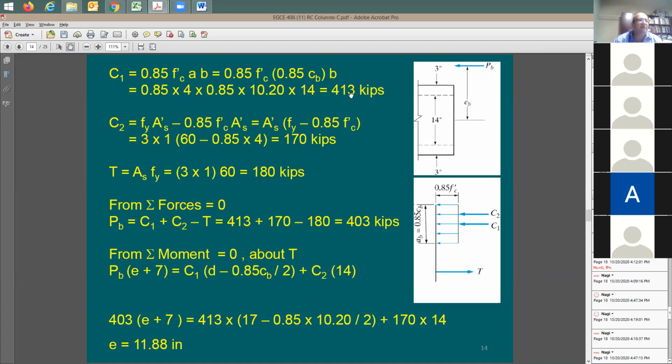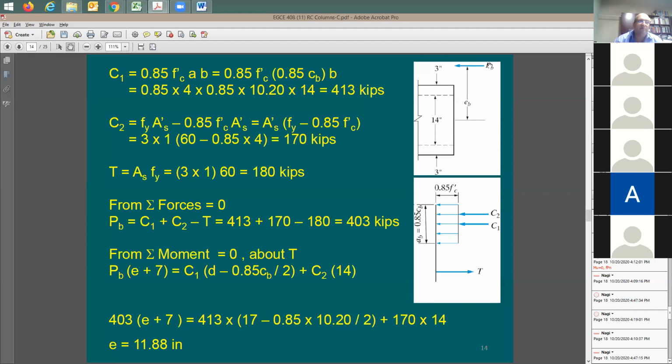Now we can do summation of the force in the x direction equals 0, right? And in this case, you say C1 plus C2 minus T is going to be equal to P sub B for the balance, or Pn if you like. Look at the equation here. This P is going to be equal to these 2 forces minus T. You have numerical values for all of these internal forces. So the P here, the axial load, is going to be 403 kips. This is going to be Pn.